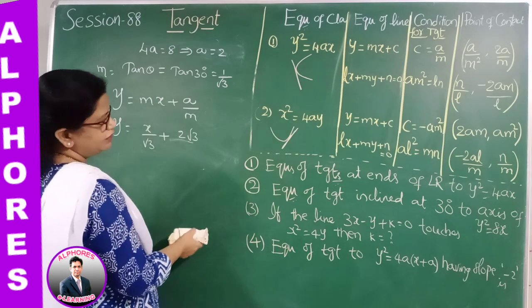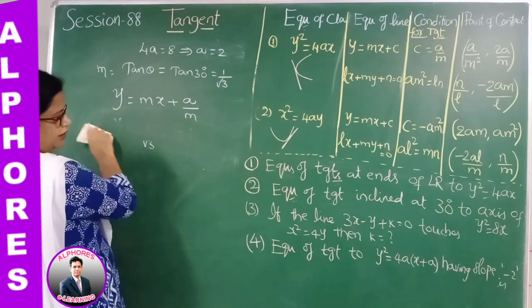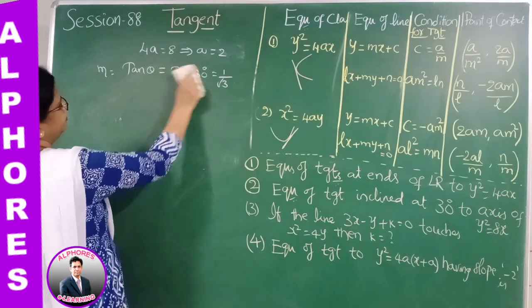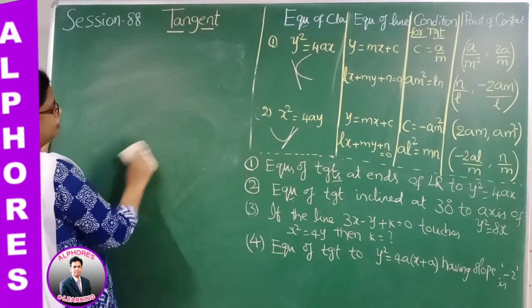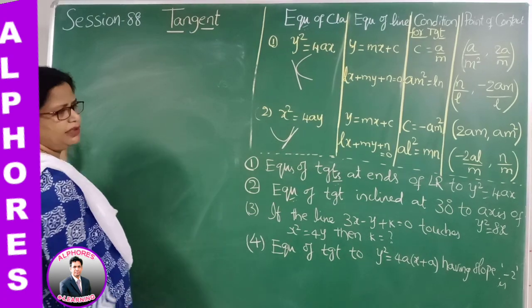And next one, the third one: if the line touches a parabola, then what about the k value here? Okay, sometimes you may feel how can I remember this many formulae.